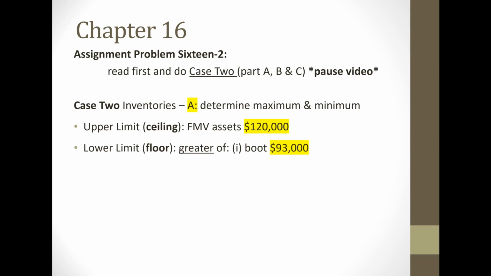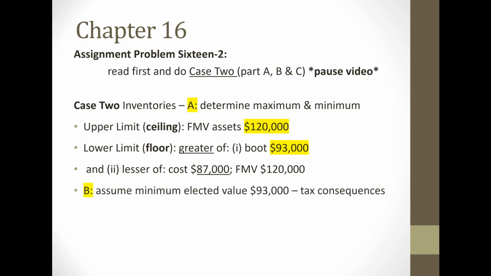Now the lower limit or the floor is going to be the greater of two amounts. The boot, the non-share consideration, $93,000. Now for inventories, the second component is the lesser of two amounts, the cost and the fair market value. Now the lesser of those two amounts is the cost of $87,000, but the floor is the greater of the boot and the cost. So the greater of those two amounts will be the boot. So the highlighted amounts is the range. A lower limit of $93,000 and an upper limit of $120,000.